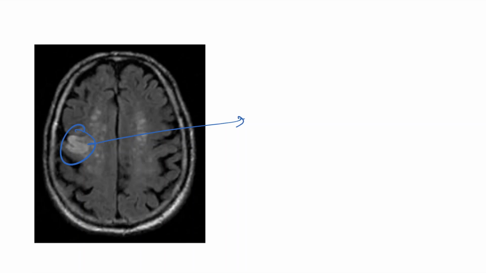Now what does this MRI show? This MRI shows ischemic infarction in right mid-parietal lobe. You can notice degenerative white matter also. This is a case of ischemic infarction.